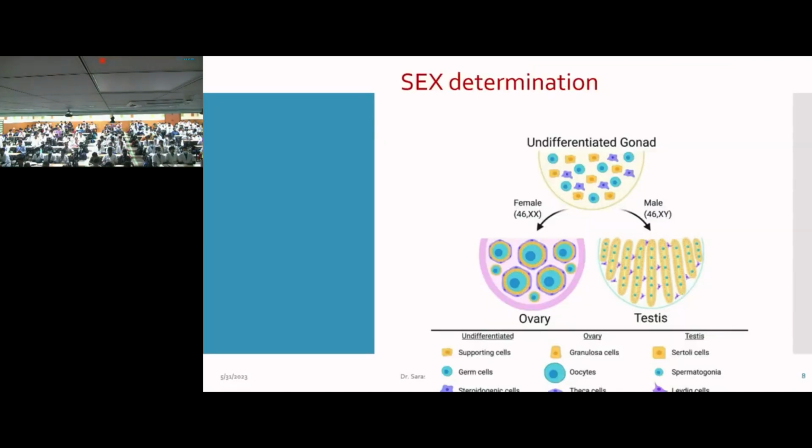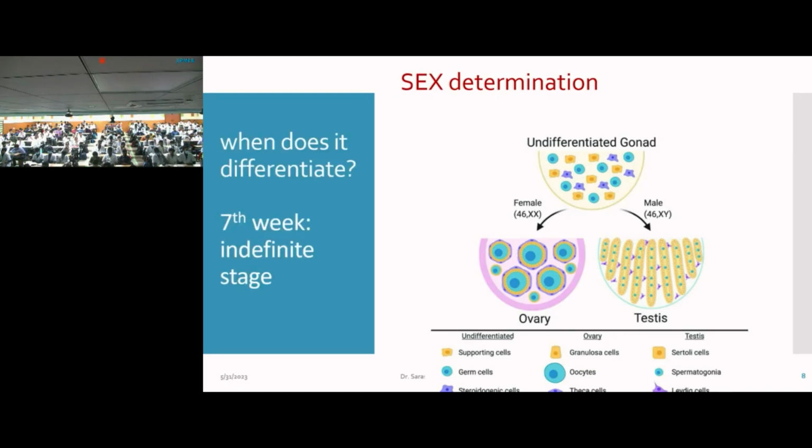Now, sex determination comes from a common structure. You can see this one common structure, and it can go either as a testis or an ovary. So how are the same kind of structures going to completely differentiate into two different ways? That's what we have to see.